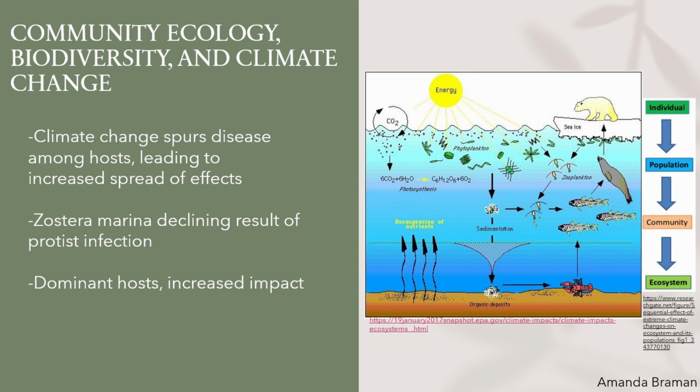The increase in temperatures basically leads to an incubator for these pathogens. It's a perfect environment for them to grow, which then causes things like protists to increase, causing the decline of seagrass, or Zostera marina, which in turn causes the extinction of an eel species.